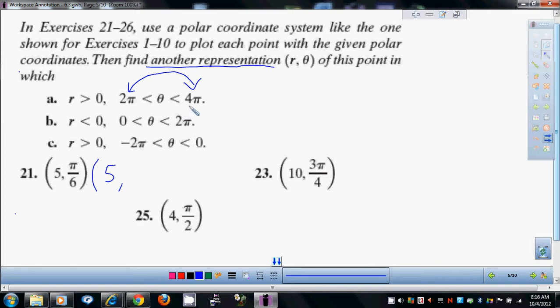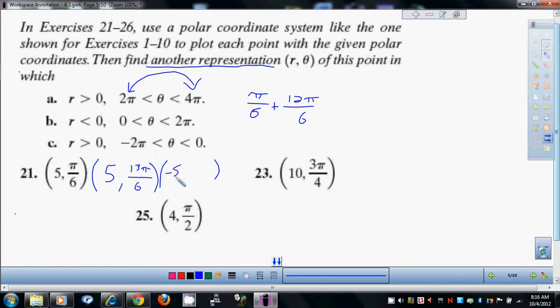Yeah, just add 2 pi. Find a coterminal angle with that one. What's pi over 6 plus 2 pi? 13 pi over 6. Next one. It says negative radius.